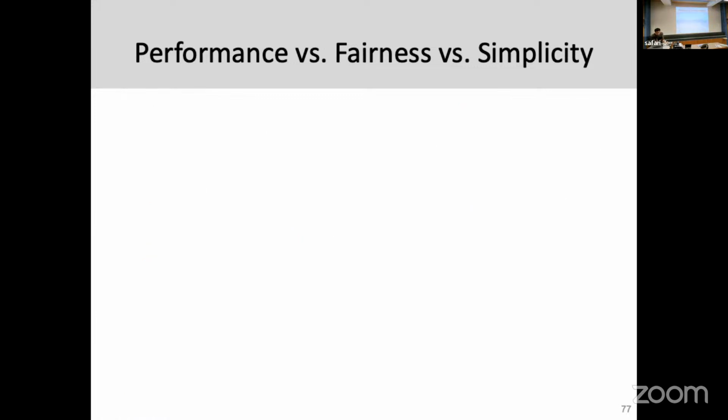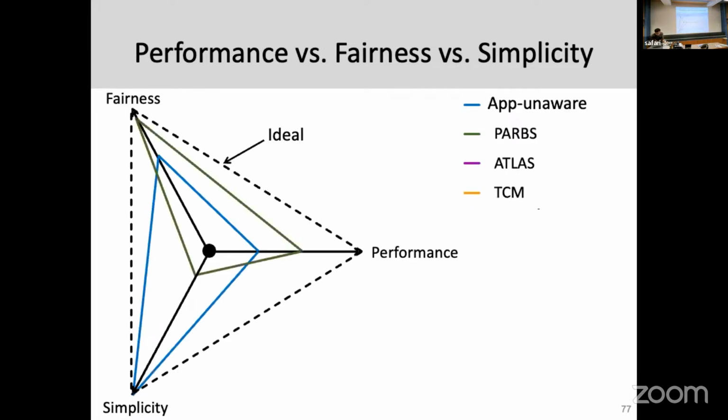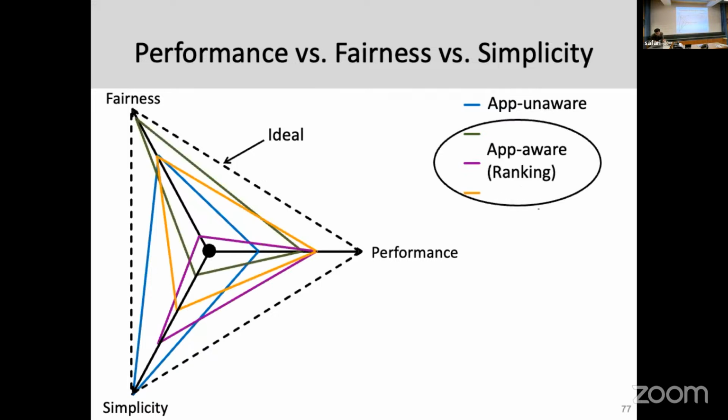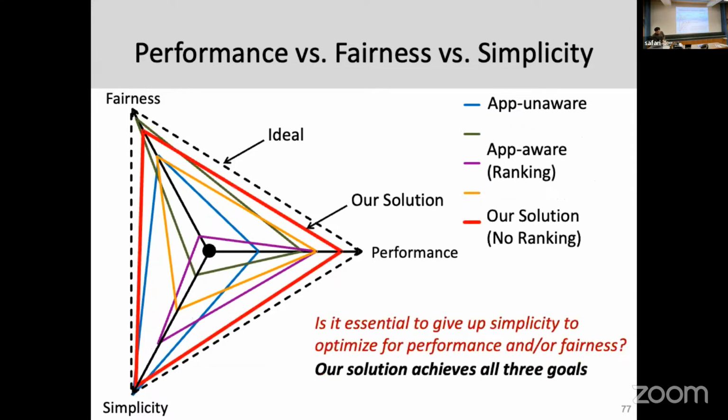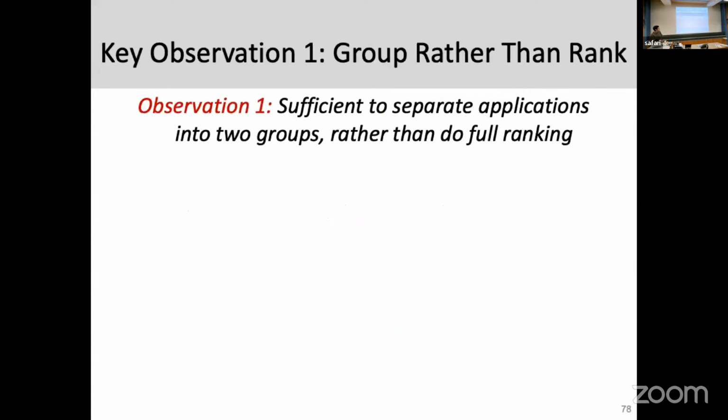These are application aware. I'm sorry, I have animation bugs in the slide. Application aware, they apply the ranking schemes. That's why they're not very simple to implement. And the question in this paper, the problem we're trying to solve is, basically, do we need to sacrifice simplicity to maintain high performance and high fairness? And the solution we have in this paper basically does not sacrifice simplicity for high performance and fairness. And we'll see how that works.